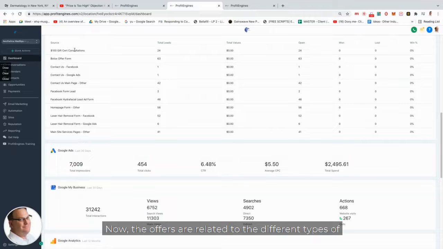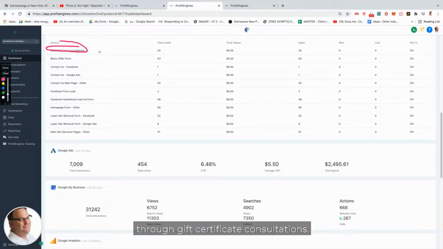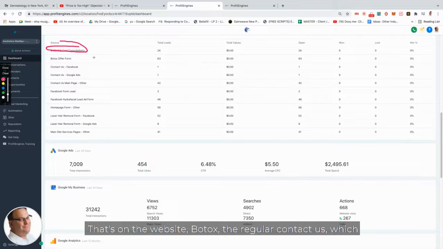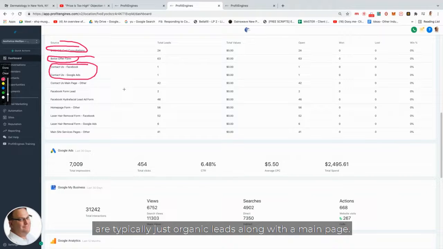Now, the offers are related to the different types of lead forms and the service structure, whether it's in Google or in Facebook. In the last 30 days we have about 350 leads. The leads are coming through gift certificate consultations, a free gift certificate on the website, Botox, and the regular contact us, which are typically just organic leads, along with a main page.